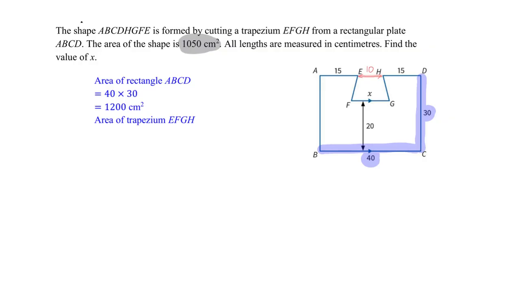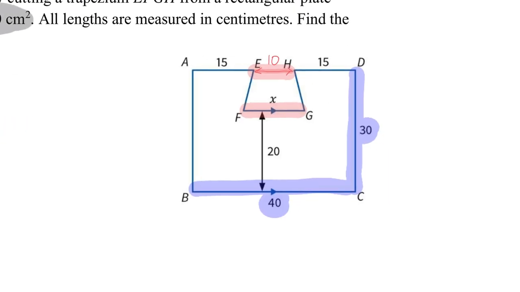So the area of the trapezium, where the parallel sides are 10 plus x. The height, well, let's zoom in. So the height will be this, and I will have 30 minus 20, 10.